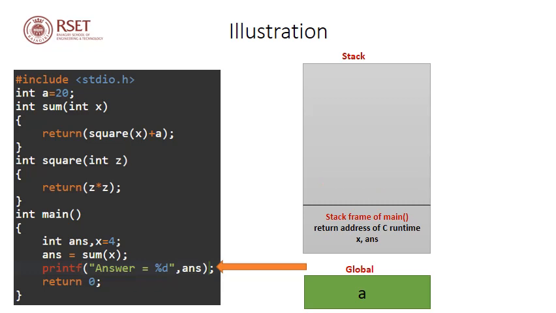And next, the main function will finish its execution, and it will call the statement return 0. So now the activation record of main function will also be popped out of the stack, and the program will finish its execution.